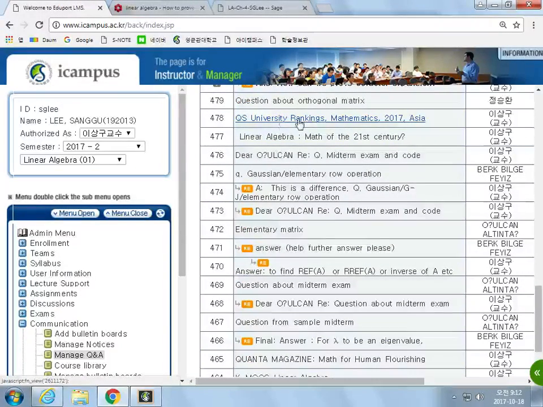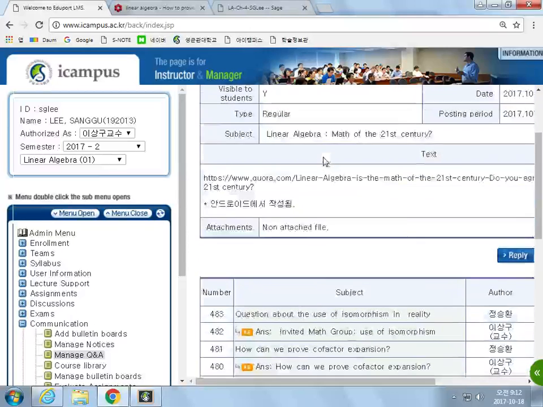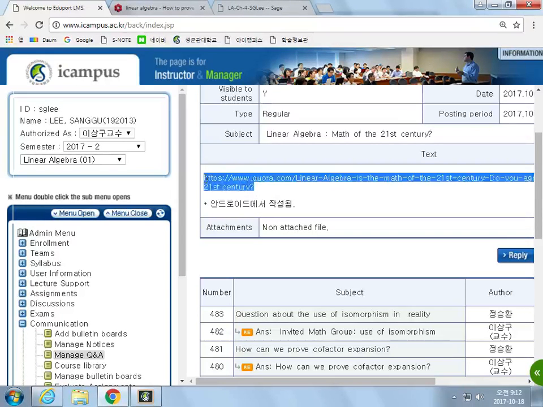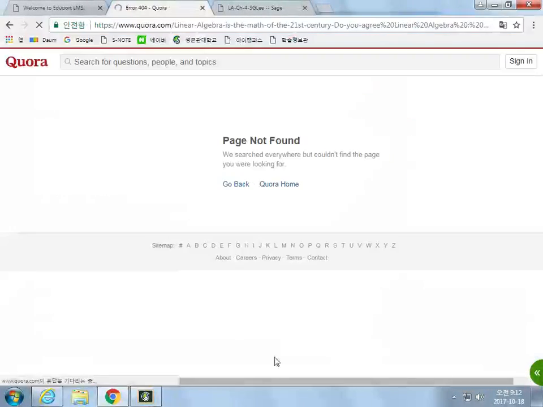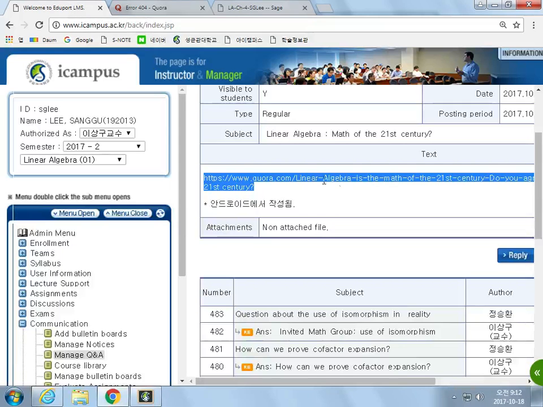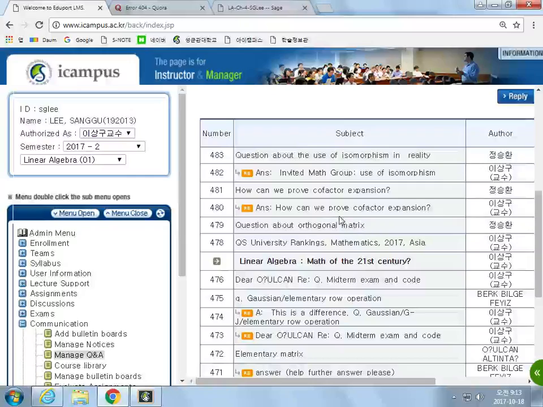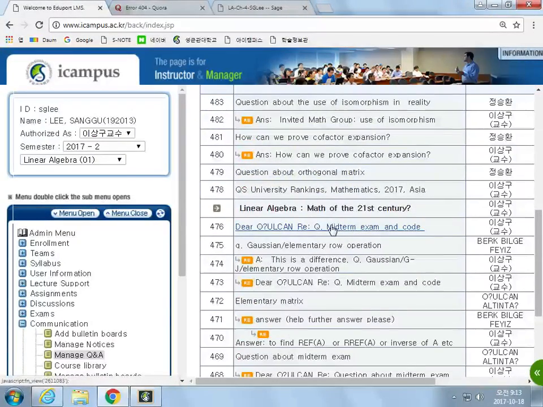And yesterday, we had the QS university ranking, and this was also interesting. And, linear algebra, math of the 21st century. Here on Quora, there was a discussion on this issue, which seems to be very interesting. So I just added one.